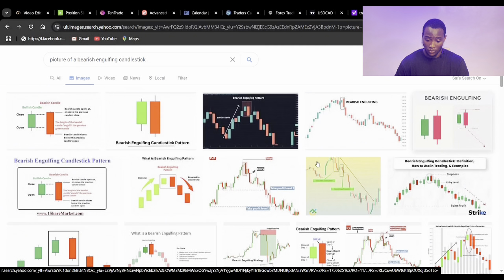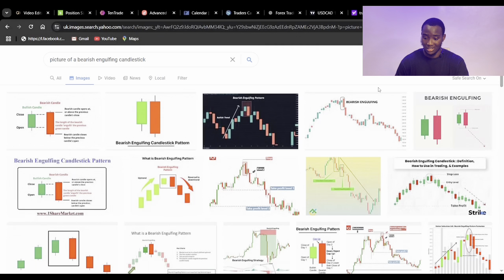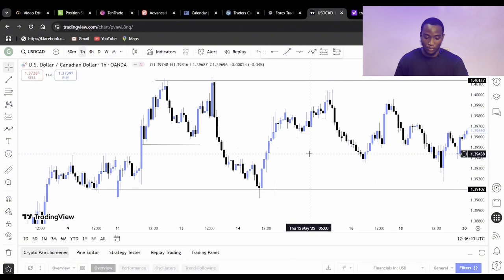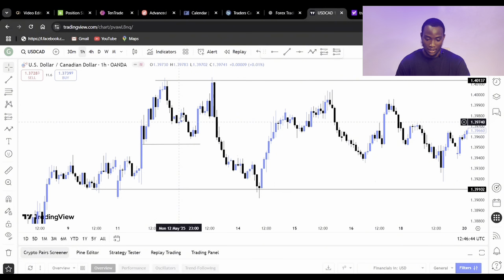Examples of the bearish engulfing candle. And sometimes the bearish engulfing candle must not necessarily close completely. You understand? It must not necessarily close completely. So let's just go back to it. So we are looking for our first setup. Now, this is a low, this is a high, this is a bearish engulfing candle.